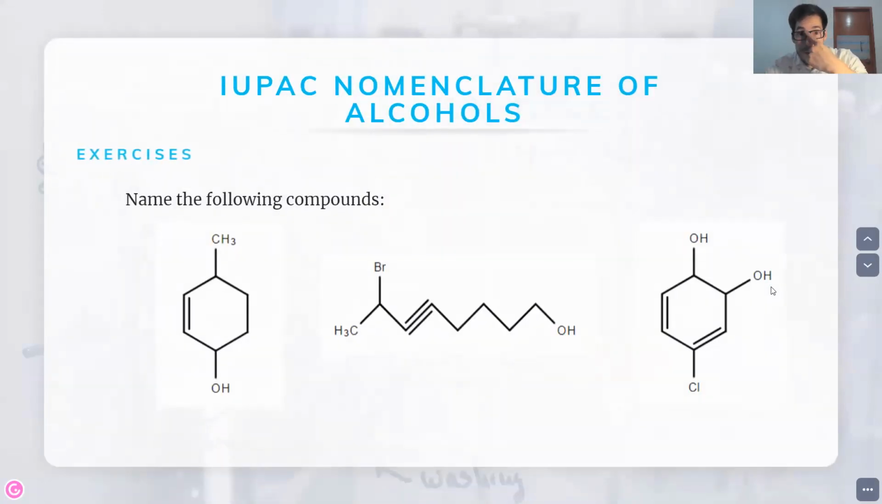Okay, so here you have 3 exercises, 3 different structures where you will have to apply the same principles: giving preference to the OH group, numbering in such a way that you give it the lowest possible number, and then naming the other substituents and including the double or triple bonds in the ending or middle part of the name of the parent compound. So here we have 3 different structures. Some are aliphatic or cyclic.